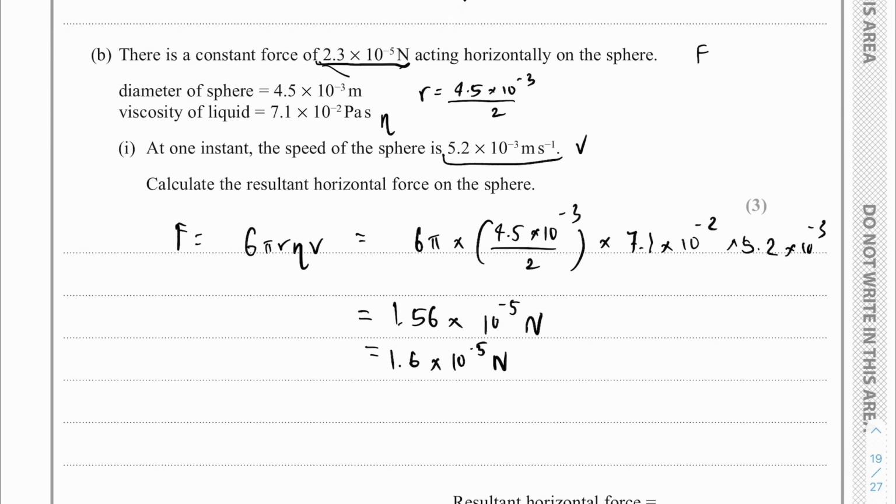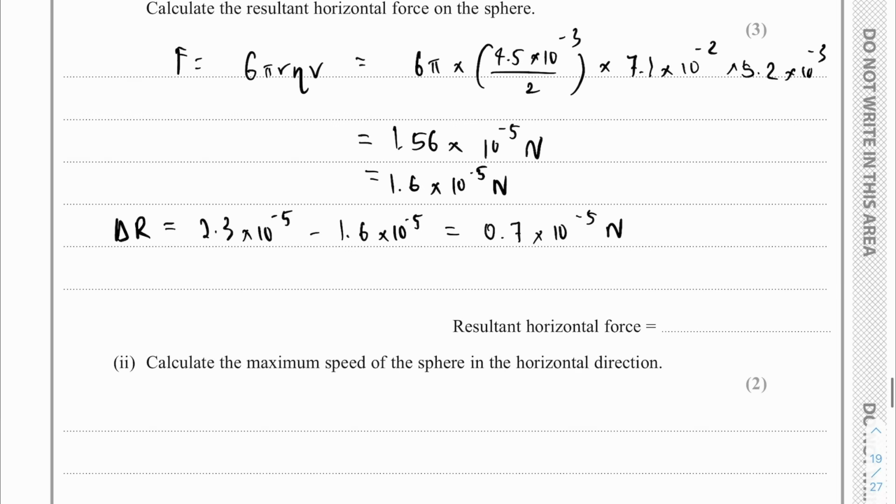So what is the resultant force? Let's say the resultant force, delta F, is 2.3 times 10 to the power of negative 5, take away 1.6 times 10 to the power of negative 5. This gives us 0.7 times 10 to the power of negative 5 newtons, which is the same thing as saying 7 times 10 to the power of negative 6 newtons in standard form. So we got this. All right.